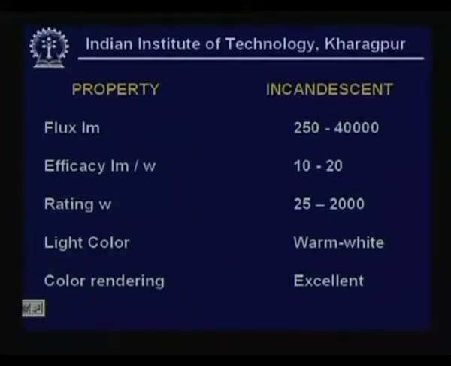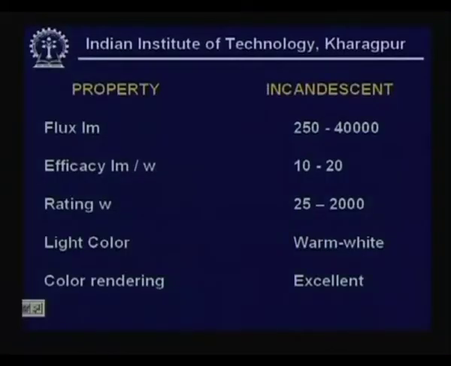The properties which we are trying to compare, the first and foremost is the light flux, which we said is standardized as lumens. Then the next most important property as far as radiation goes is the efficacy, that is lumen output per watt of the energy consumed. Thirdly, the rating. We said we specify a lamp firstly by the wattage or the energy it consumes rather than the type. Next is the color, or how the radiation has, and the rendering of color.